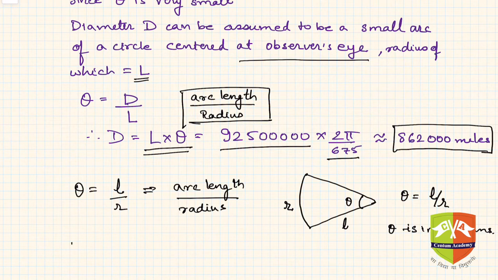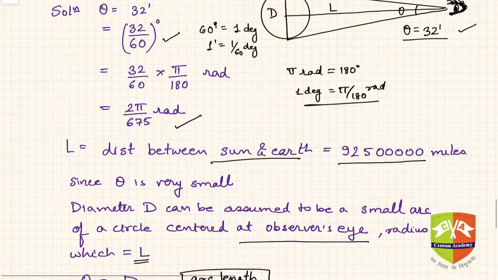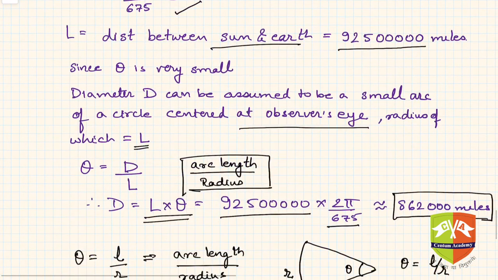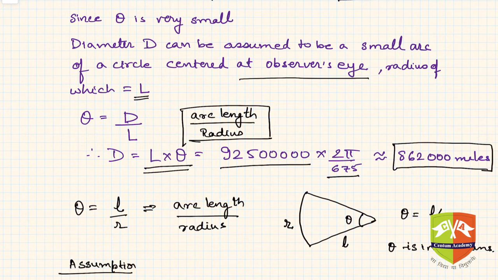Okay, and the other assumption we used, what was the assumption? Since theta is too small, that means the diameter can be assumed to be part of a circle, that is an arc, whose radius is nothing but the distance between Earth and the Sun. So that assumption, with this formula, we used to solve this problem.